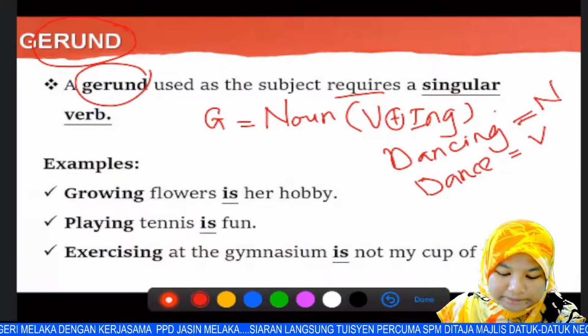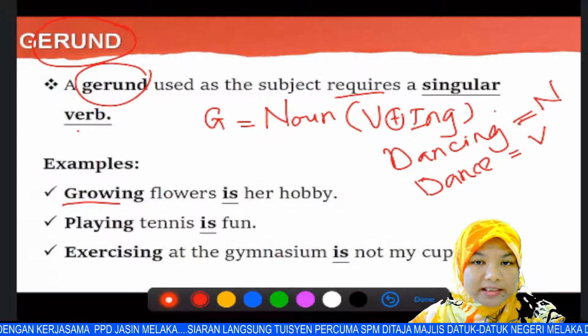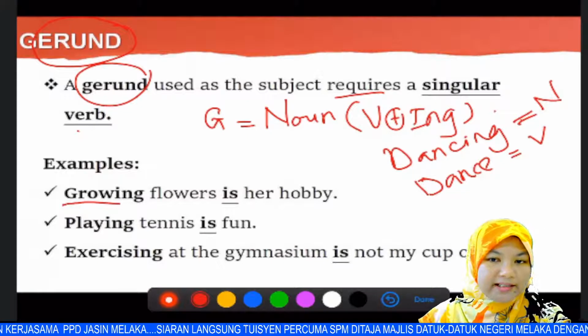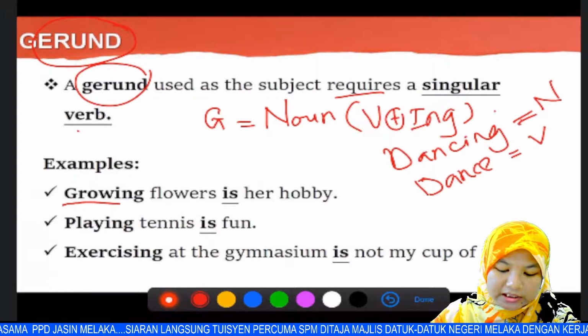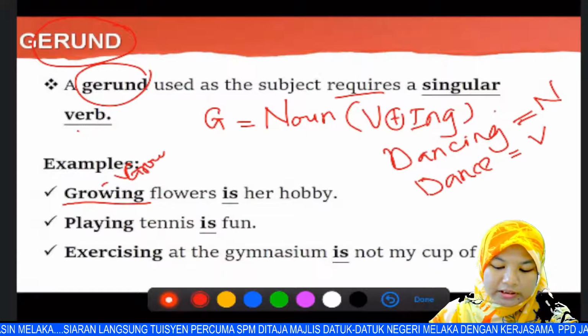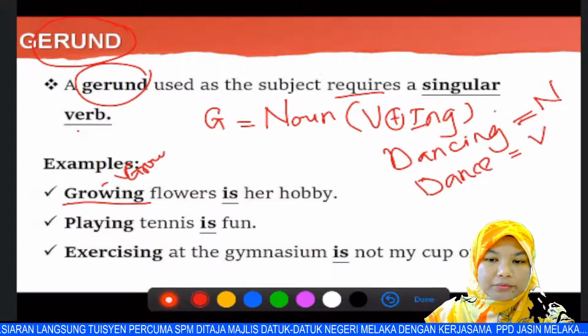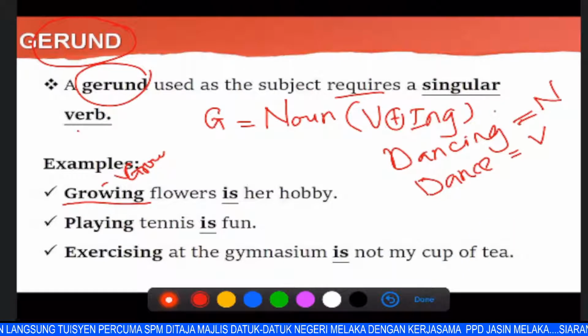First example, growing. Growing is a gerund, or we can call it a noun. Originally, the verb would be grow, but we do not use a verb in front of a sentence. Instead, we change it to become a noun by adding -ing, so it becomes growing. Growing flowers is her hobby.